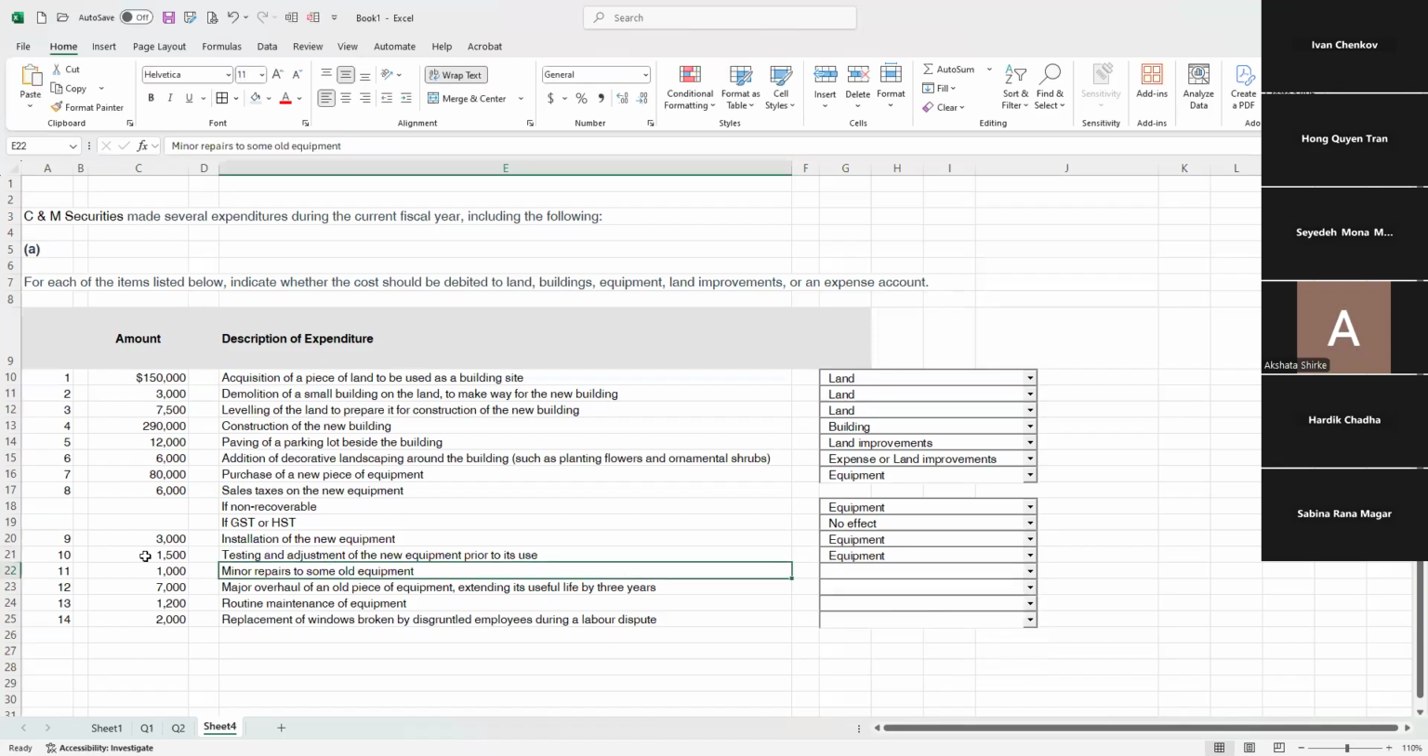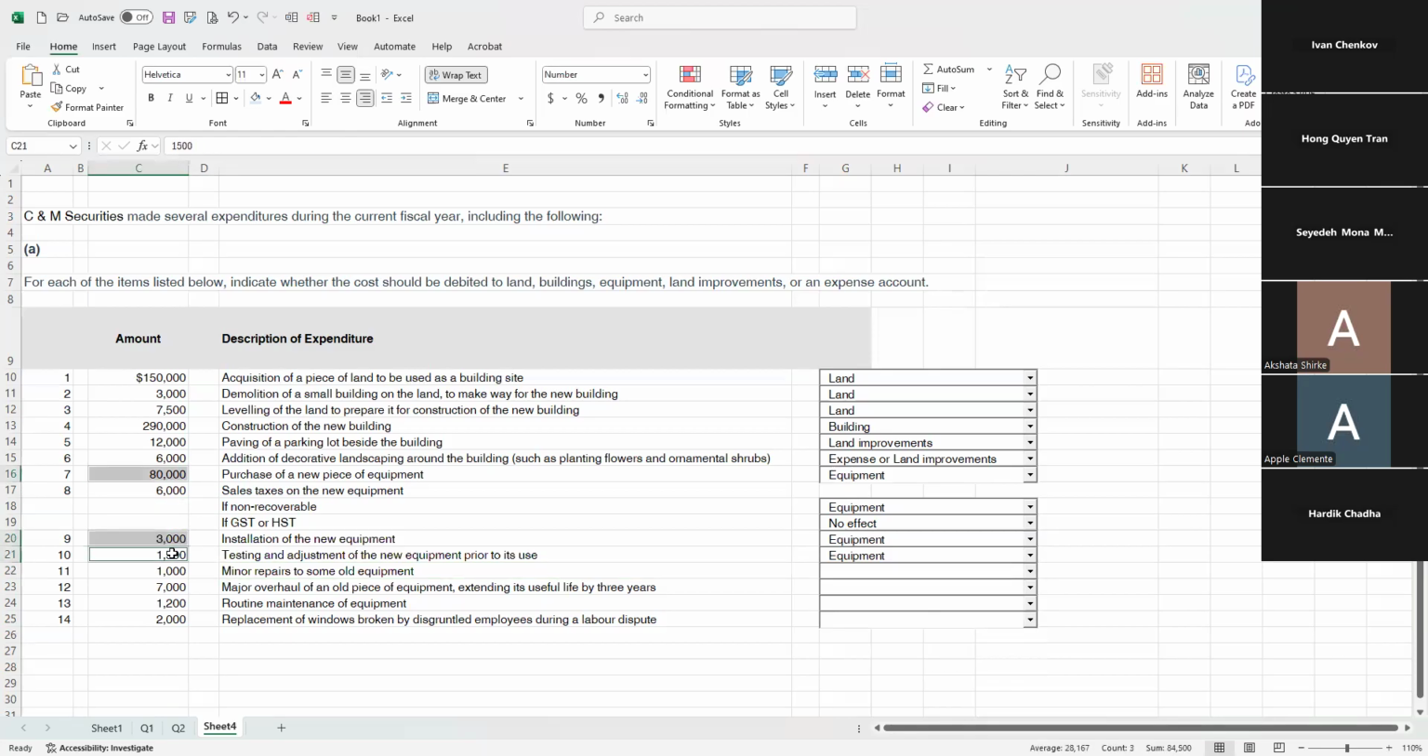Equipment. So now, how much will be the cost of the equipment if I have GST? It's going to be 80 plus 3 plus 1.5. Make sense? Yeah, all the equipment. If I pay some other taxes which are not recoverable, then I'm going to include the 6,000. Make sense? Yes. Okay.